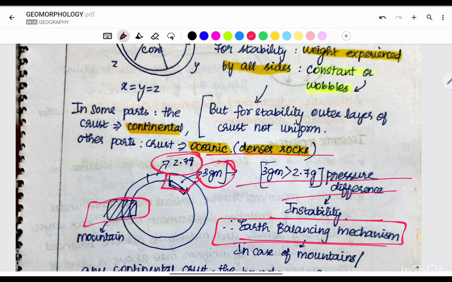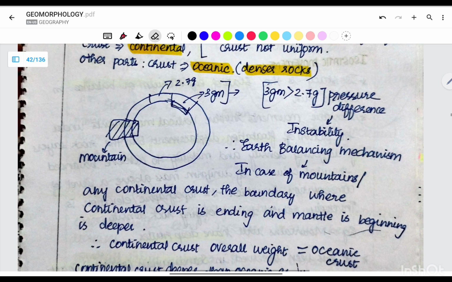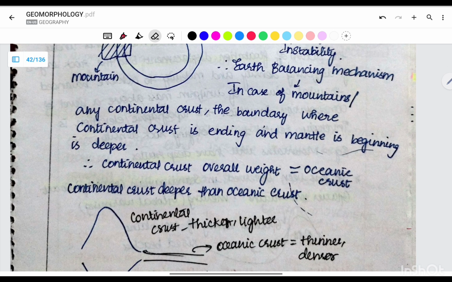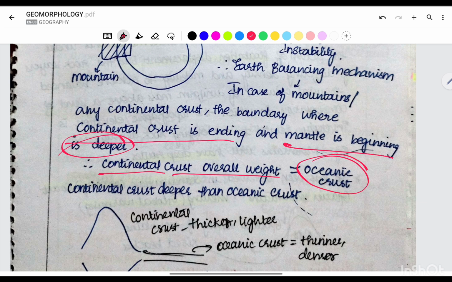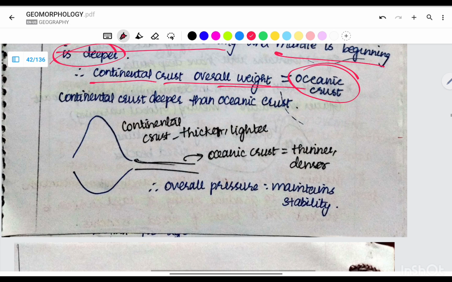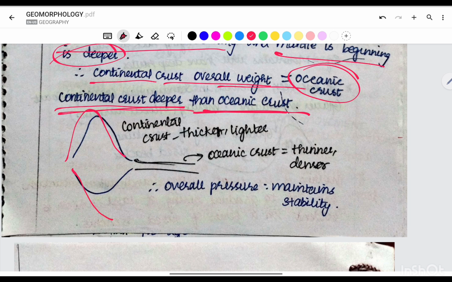In some parts, the crust is continental. In other parts of the crust, we say it is oceanic crust. In any continental crust, the boundary where the continental crust ends and the mantle begins is deeper. Therefore, the continental crust's overall weight is equal to the oceanic crust's weight. The continental crust must be deeper than the oceanic crust so that the two are balanced with each other.